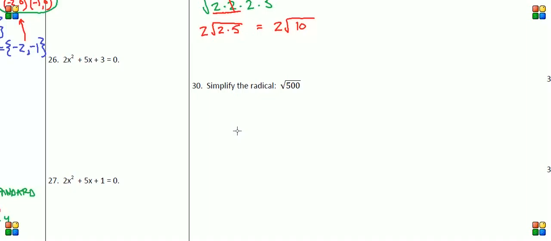Okay, number 30 asks us to simplify the radical square root of 500. Now, it looks like it's a lot more difficult than the last two problems, but it really isn't. There's a shortcut to this one also. Let's go ahead and prime factor 500.